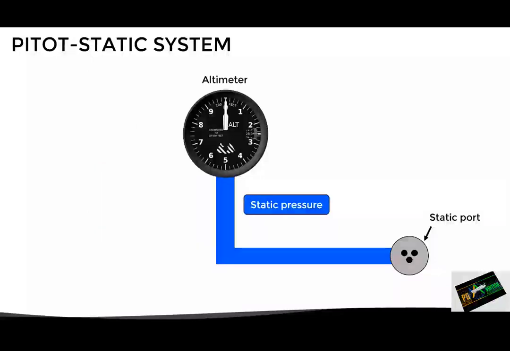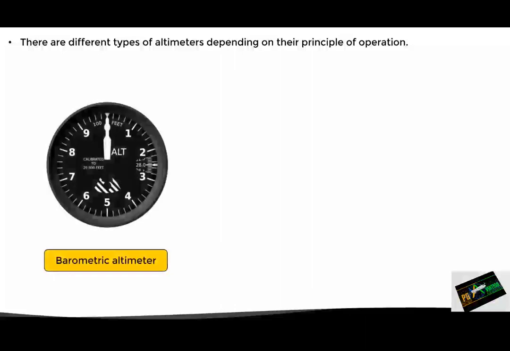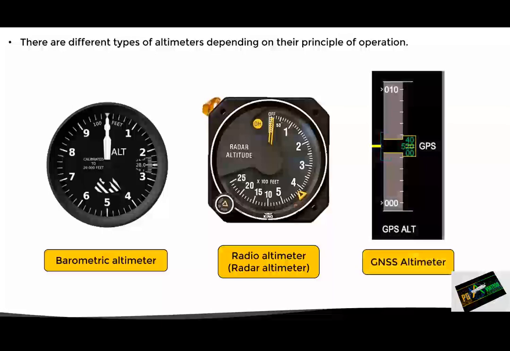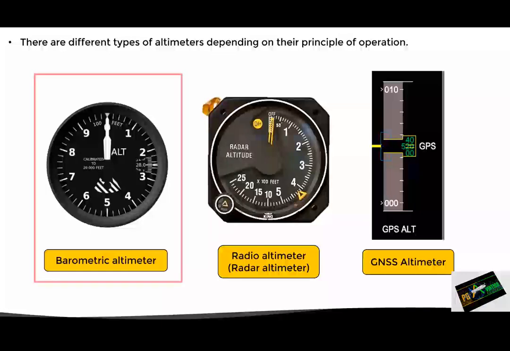information only. Now, before continuing, we should mention that there are different types of altimeters depending on their principle of operation. First of all, we have the barometric altimeter. This type of altimeter, as its name implies, uses barometric pressure to give its reading. Then we have the radio altimeter or radar altimeter, which uses radio waves to measure the height in relation to the surface. And finally, there's the GPS or GNSS altimeter, which uses satellite-derived geometrical data to determine the altitude. In this particular video, we will focus on the barometric altimeter, as it is the one used in most air operations and can be found in all aircraft.